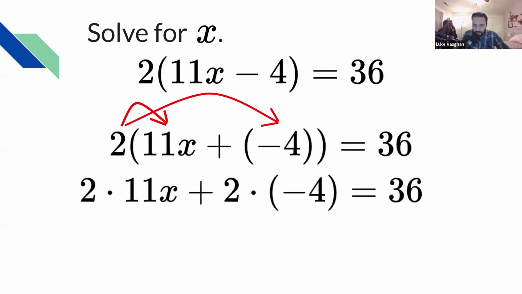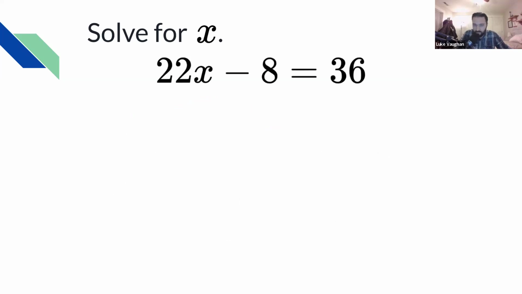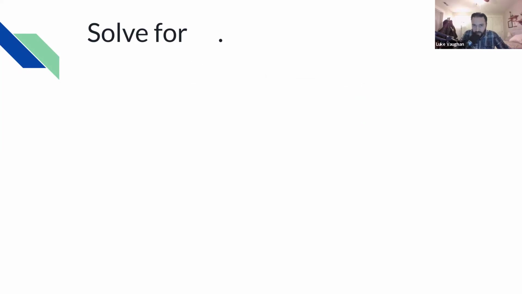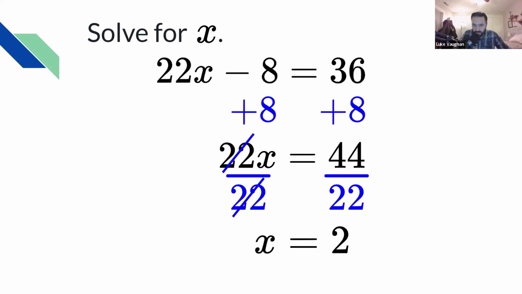That gives us 22x minus 8 on the left-hand side. Let's move this to the top. And we have 22x minus 8 equals 36. Let's add 8 to both sides. And that gives us 22x equals 44. Now let's divide both sides by 22. And the 22's will cancel on the left-hand side. And that leaves us with x equals 2. The solution to this problem is x equals 2.